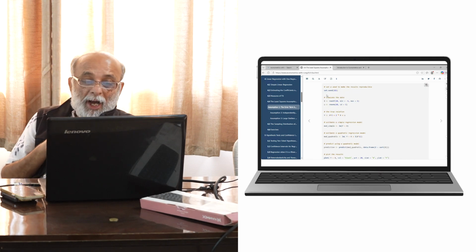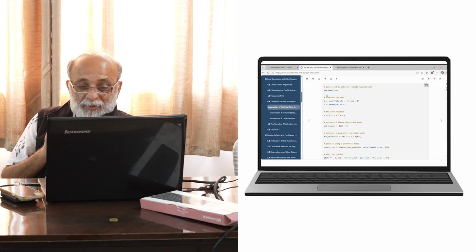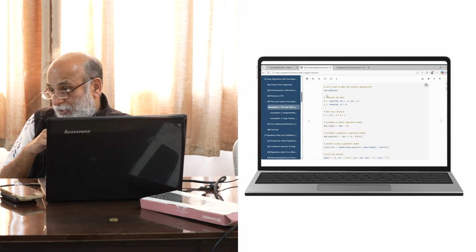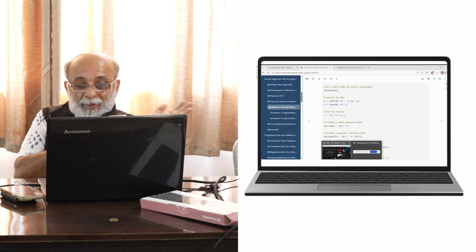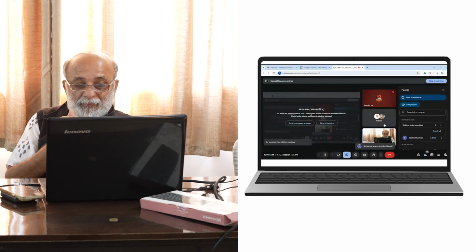x equal to runif will generate 50 random numbers from the uniform distribution, where each number has the same probability of occurrence, with minimum -5 and maximum +5.